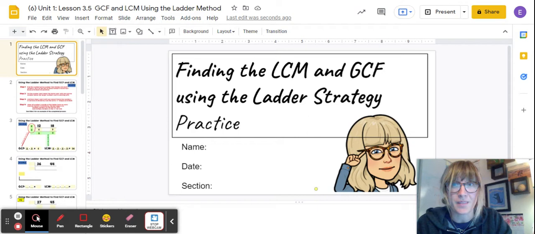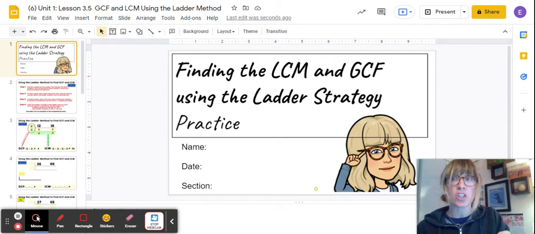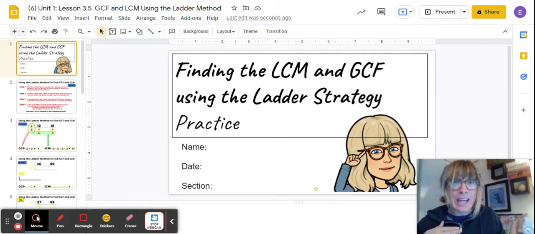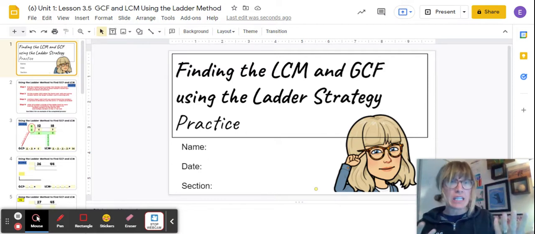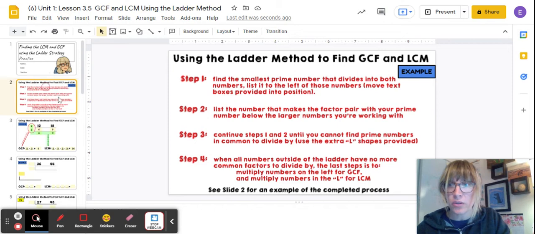All right, team. So we are going to be using the ladder strategy to not only find the GCF, but we're also going to use it to find the LCM as well. And what's cool is it's sort of like a twofer, right? If you use this strategy, you can find either without having to do too much extra work. So it's pretty handy. So there are some written instructions here that you can always look back to.